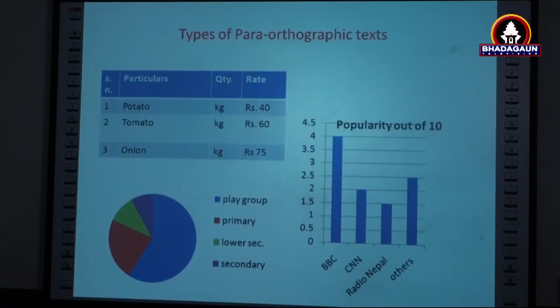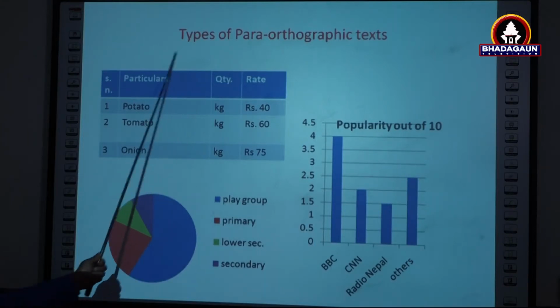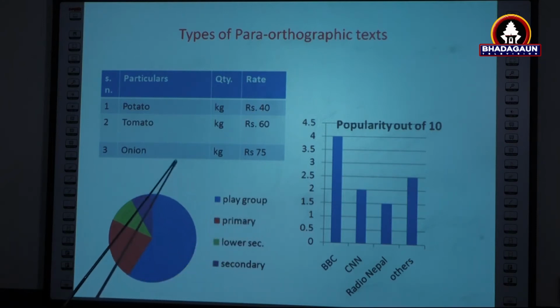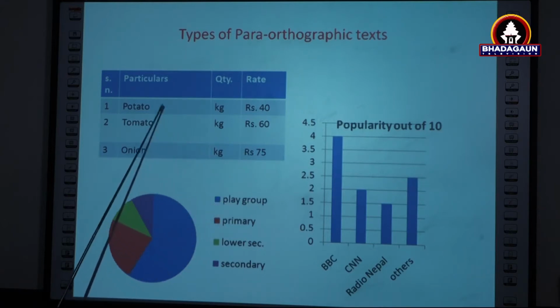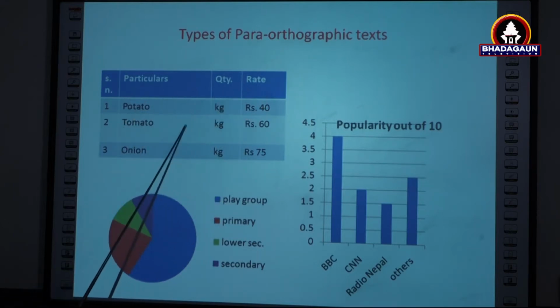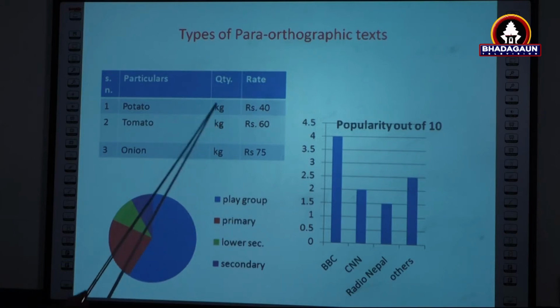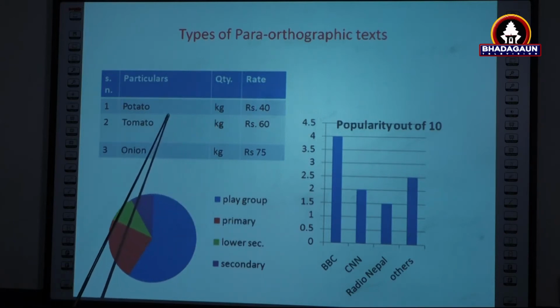So here are some examples of para-orthographic text. Not only these three are para-orthographic texts, there are various other texts we can find. Basically I have just given examples. This is the table, with particular quantity and rate. This is a bar diagram, and this is the pie chart. Flow chart and graph chart, etc., may be other examples of para-orthographic text. In our exam these texts will be provided, whether a table, a bar diagram or a pie chart.